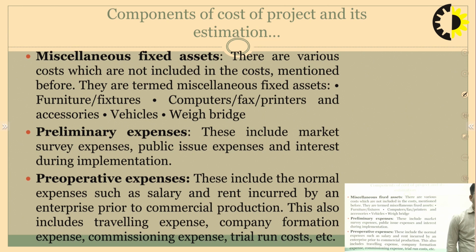Furniture, fixtures: the furniture is there, the chair is there, the table is there, these are the miscellaneous items. Computer is there, mobile is there, fax is there, printer is there, laptop is there, accessories are there, paper, pen, cameras, vehicles, trucks, cars, the bus, and then weighbridge are there. So, these are the expenses which are the miscellaneous fixed assets which are not included in the cost mentioned before, and we need to take care of them also.